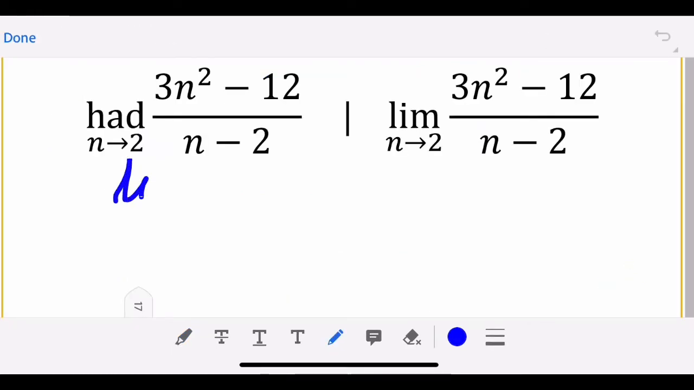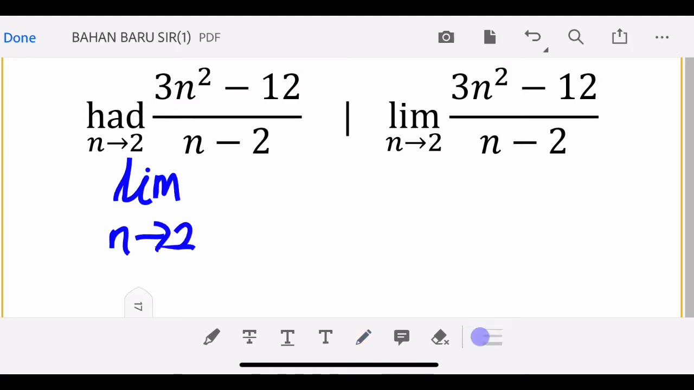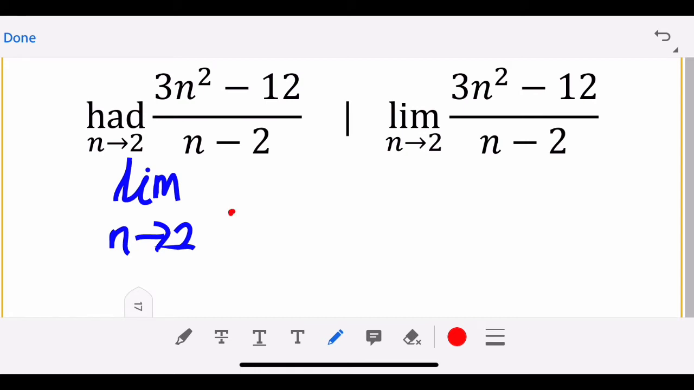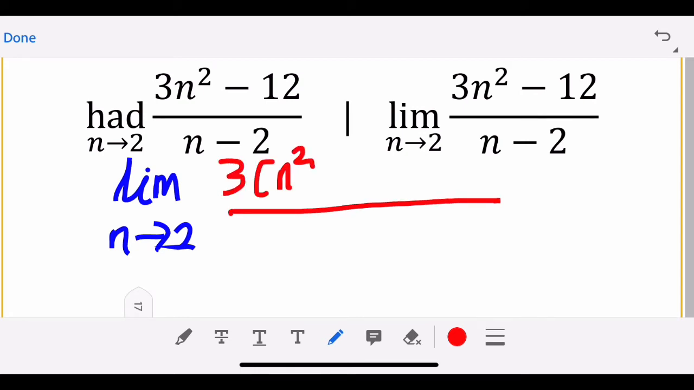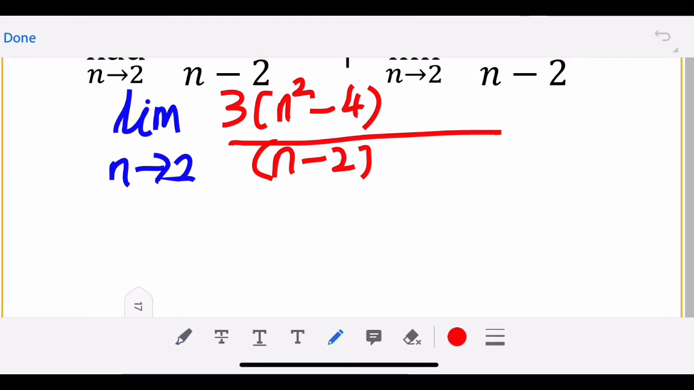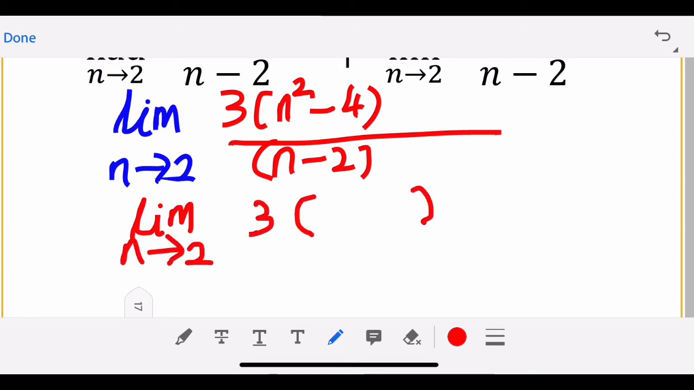Alright, so now I discuss limit. So many of you say you don't know how to do limit. Actually, limit is quite simple. You follow the step. So the first step is you have to factorize. Okay, factorize. So 3 n squared minus 4, right? So then n minus 2. Now after you factorize, you have to cancel the common factor. So we have to factorize until we can cancel out the denominator.